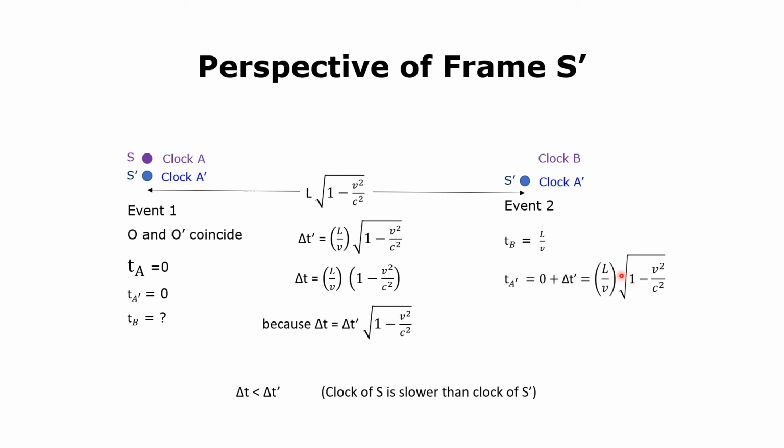As we can see, S prime also sees that the reading of clock B, which is a clock in S, is greater than the reading of clock A prime, which is a clock in S prime. Still, S prime will say that the clocks of S are ticking slower than its own clocks. I am going to explain why.